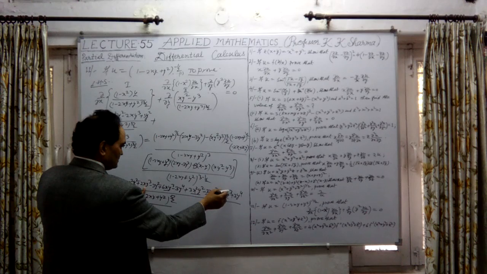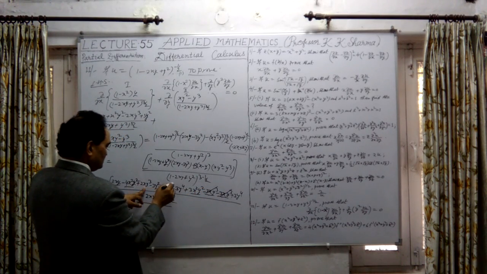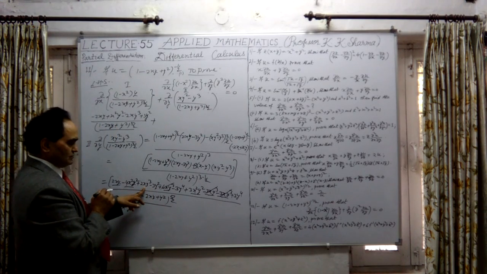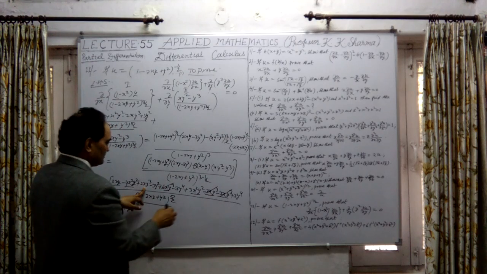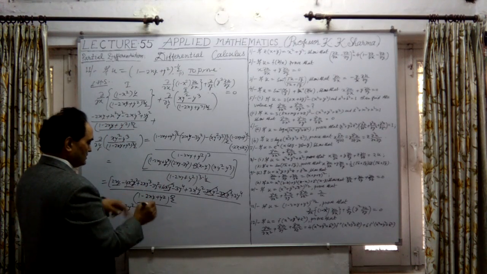Let me first cancel these. It's 6 negative. This is positive 6x y cube. This is minus 3x y cube and minus 3x y cube. These cancel. This twice x y cube is left over.